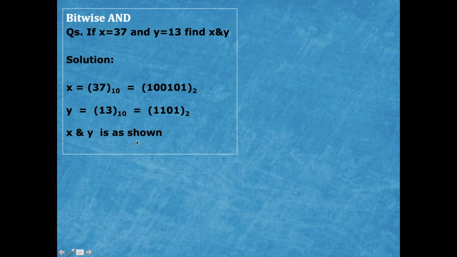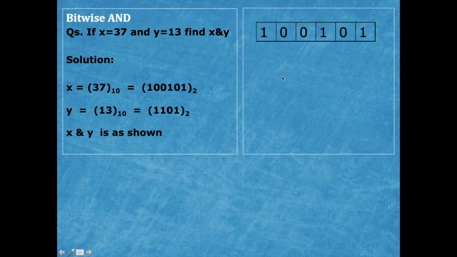Now x and y are as shown. So this is x, and pay attention to one thing over here. x has 6 digits and y has only 4 digits. So what we need to do is put 2 extra zeros on the left side like this. Only after putting 2 extra zeros on the left side can we do the bitwise logical AND.